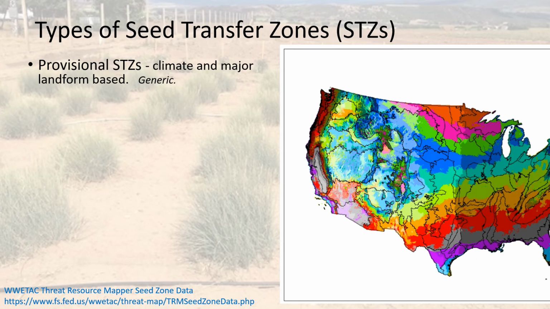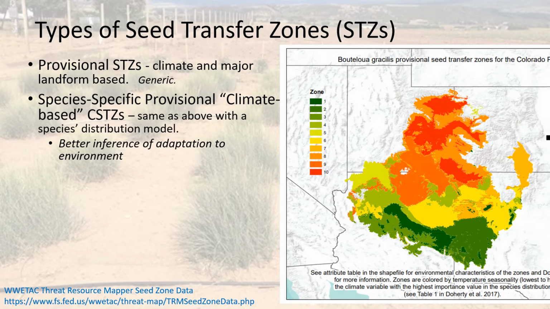Seed transfer zones are one of the best tools available now that can guide us on where it's acceptable to use seeds that are sourced from a particular location. One that applies to every species is called provisional seed transfer zones, and these are applicable across the country. They're based on climate and major landforms, so you can use those for any species if you don't have a better tool.